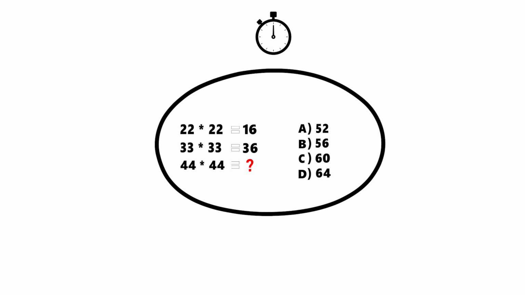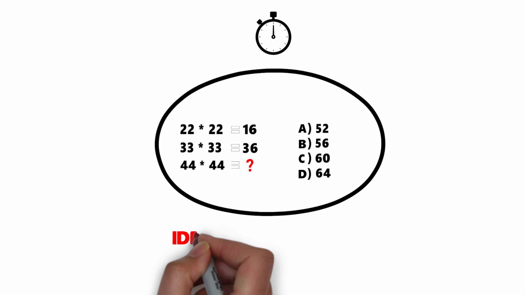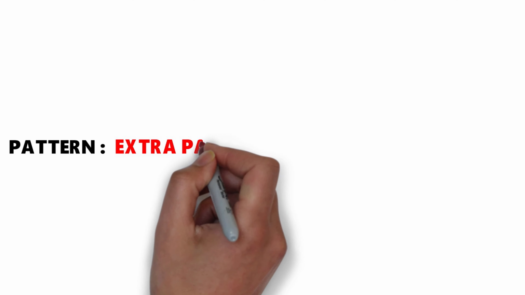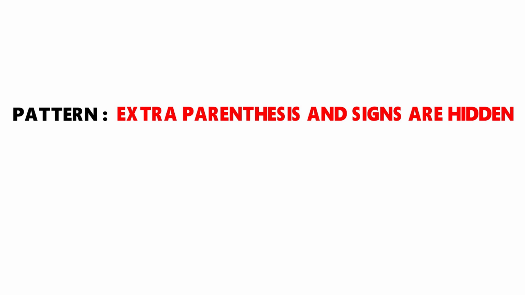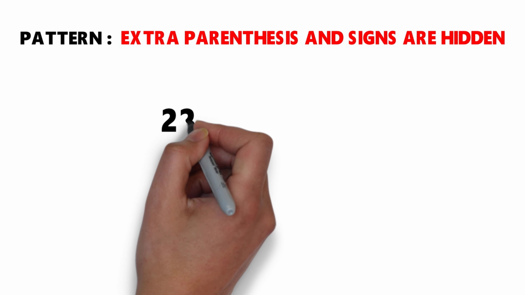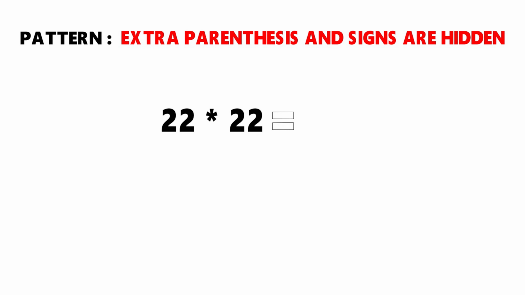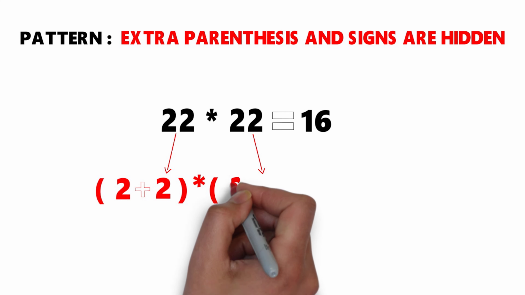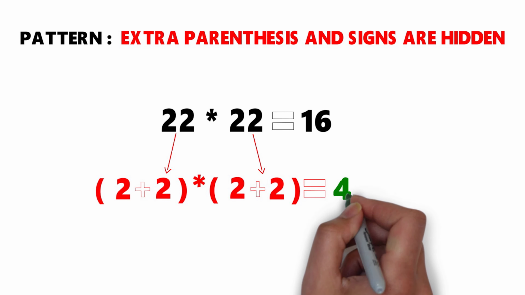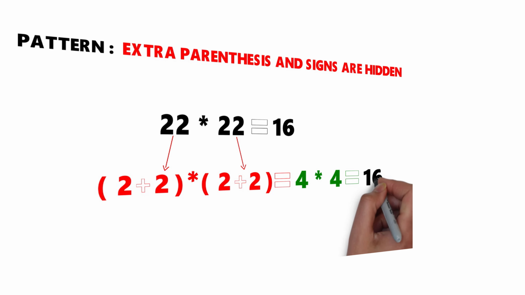Typically, to solve these types of problems, you need to identify the pattern. And in this particular case, the pattern is that the sign and parentheses are hidden in between digits and are not presented on the screen. Let's look at the first two examples. 22 multiplied by 22 equals 16. It is not obvious because it doesn't go along with the rules of conventional math. But if you add parentheses and in parentheses add 2 plus 2, multiplied by another set in parentheses 2 plus 2, you will be multiplying 4 by 4 and the result would be equal to 16.